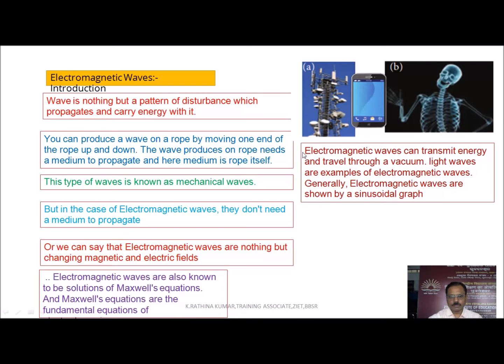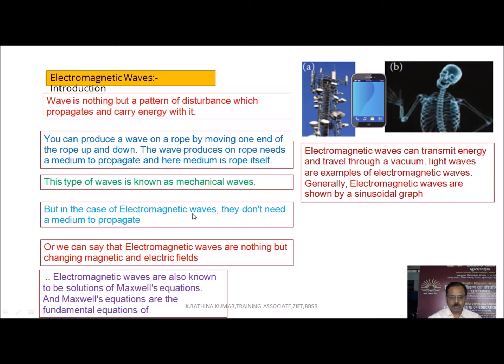Electromagnetic waves introduction. A wave is nothing but a pattern of disturbance which propagates and carries energy with it. Actually, what does wave mean? It is nothing but a disturbance in the medium. That is called a wave. You can produce a wave on a rope by moving one end of the rope up and down. The wave produced on the rope needs a medium to propagate, and here the medium is the rope itself. This type of wave is known as a mechanical wave.